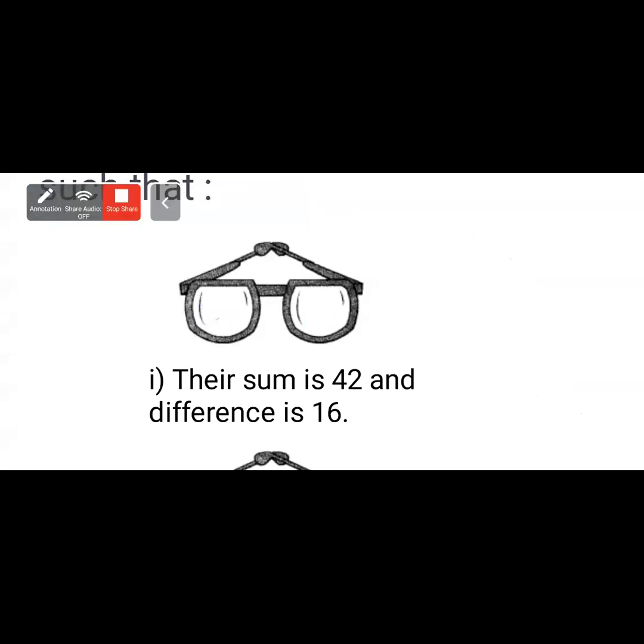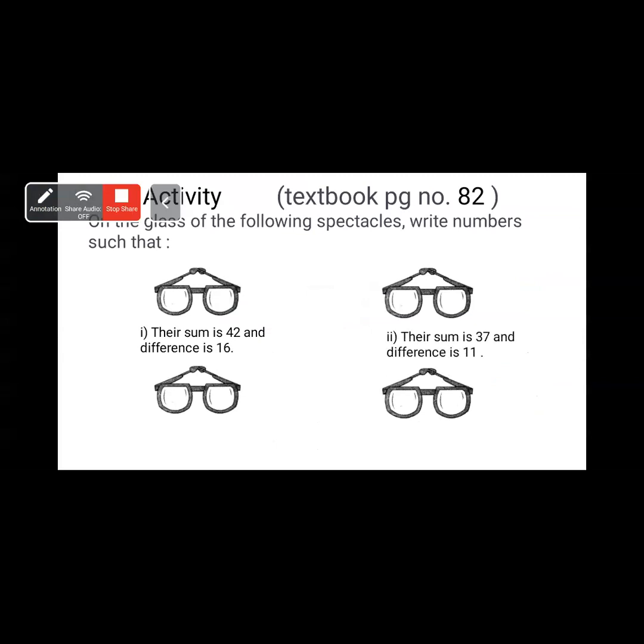This way you have to find out the other values also. The sum is 37, difference is 11. Here also in the same way you add 37 plus 11, that is 48. 48 divided by 2 is 24. Then you subtract 24 from 37, you will get 13.